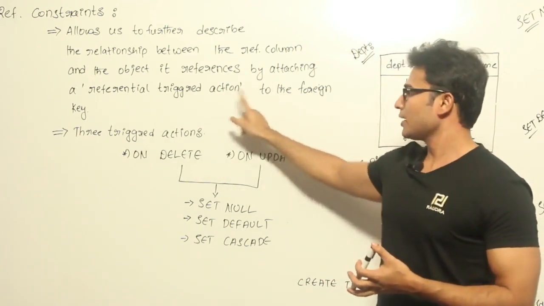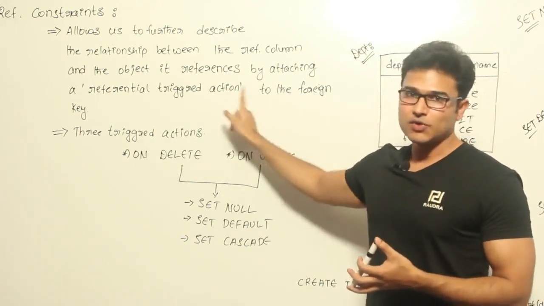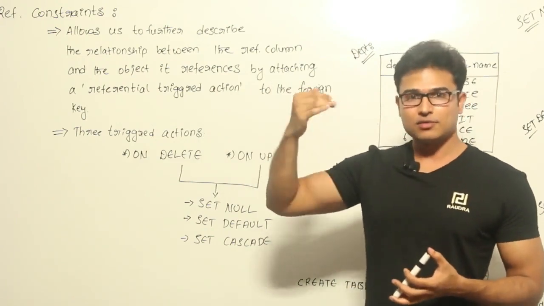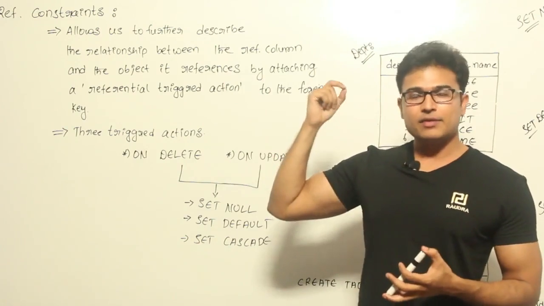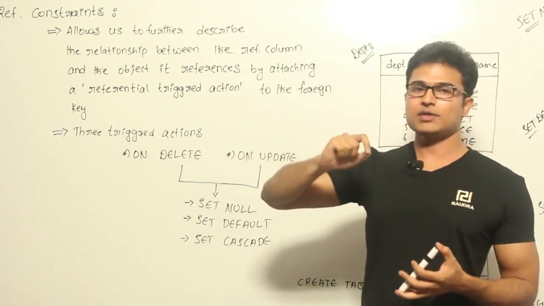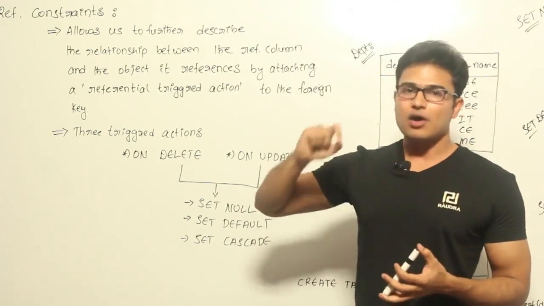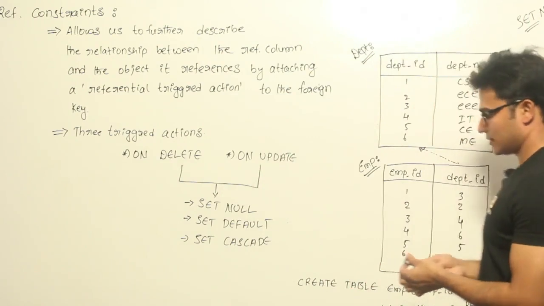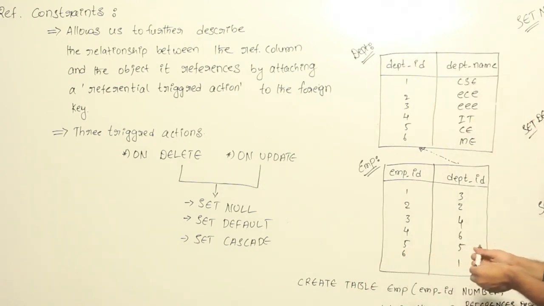So where are you going to attach this action? To the foreign key, which means whenever you are creating a table and whenever you say that there is a foreign key, there itself you can say that this is the action you need to take whenever referential integrity is going to fail, or later you can update it, right? Okay, let me just give you an example and show you how it works.